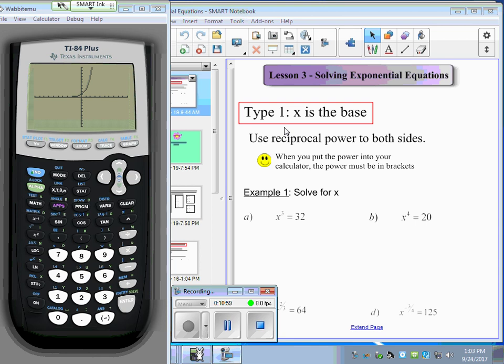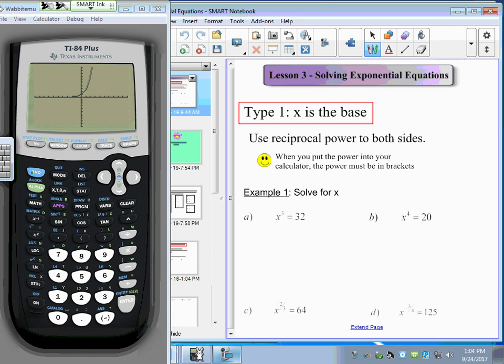So for example, 2 times 2 times 2 is 8. 3 times 3 times 3 is 27. So there's not going to be any easy whole number that gives us 32, which means that we have to be able to solve this. So we're going to solve it using the reciprocal power to both sides. So what that means is using an inverse function. So the opposite of raising something to the power of 3 is actually raising something to the power of 1/3.